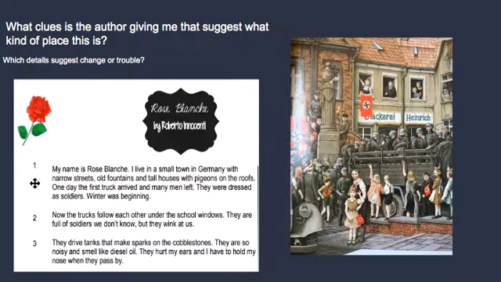Readers, take a moment, think to yourself, what are the clues that the author is giving you that suggest the setting, the mood of the setting? Which details suggest change or trouble? You might want to say it to someone beside you or say it out loud to yourself.